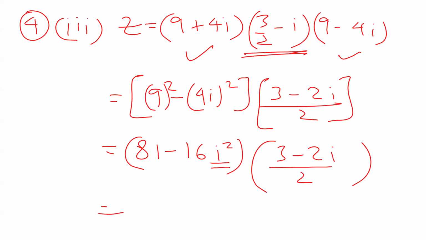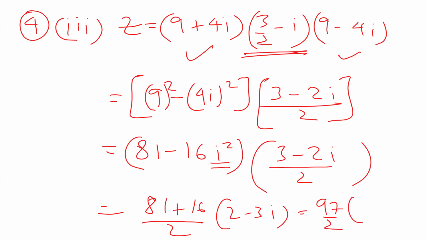i square is minus 1, so minus minus will be plus. So 81 plus 16 upon 2, 2 minus 3i. So 97 by 2, 2 minus 3i. Now what you have to do? You have to multiply 97 by 2 with both the terms within the round bracket to get the real part and imaginary part. So just multiply this with both the terms. Okay, that much you can do. Should not be an issue.